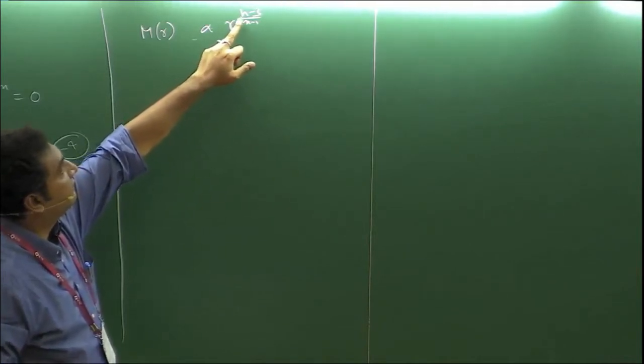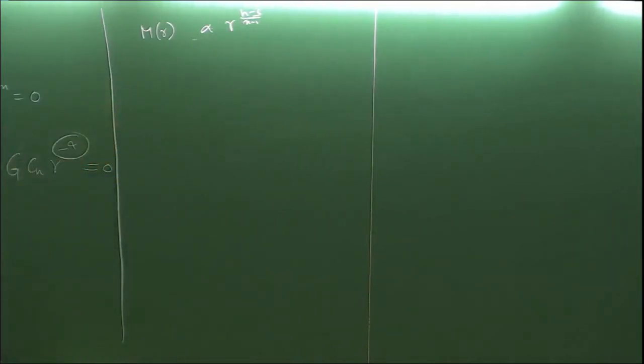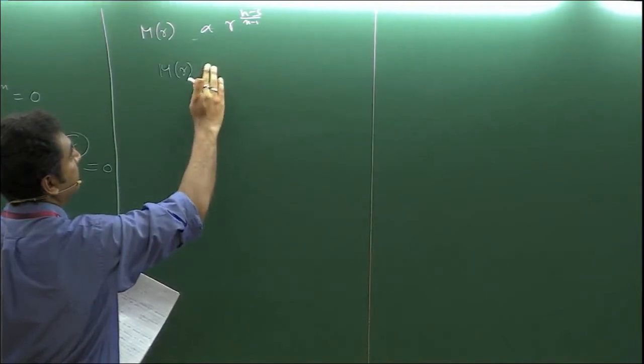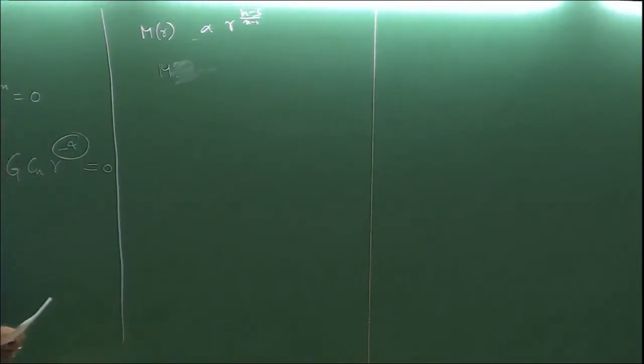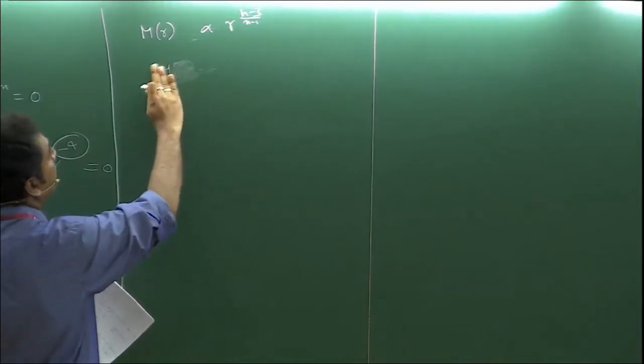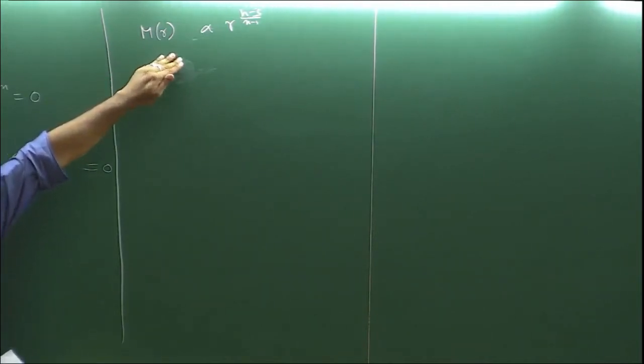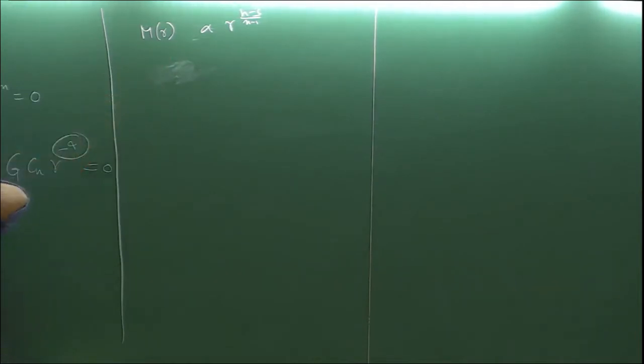So what you can see here is, now we're looking at specific cases of this n. If n equals 3, then the mass enclosed at r is a constant. It doesn't depend on r. So if the mass enclosed doesn't depend on r, can you give an example of that system? So mass is finite, and it doesn't depend on r, the mass enclosed.